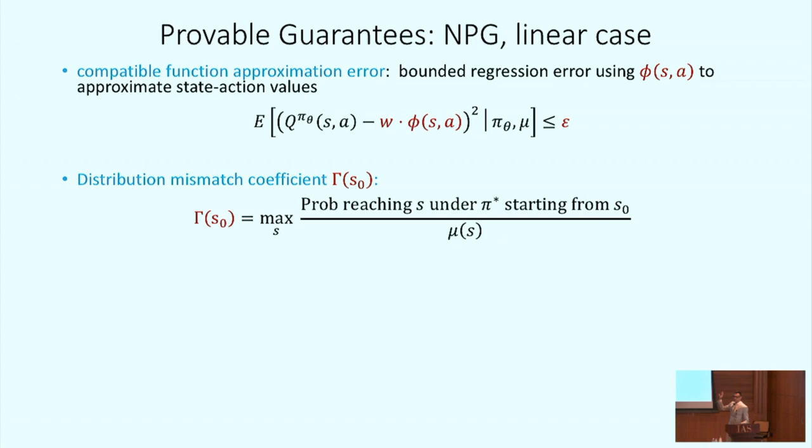Okay, and the second one is going to tell us how good we do is a property of how diverse this mu is. Like, what do we want for this mu? We want to take our best guess as to where the optimal policy tends to visit. Yeah, Dan.